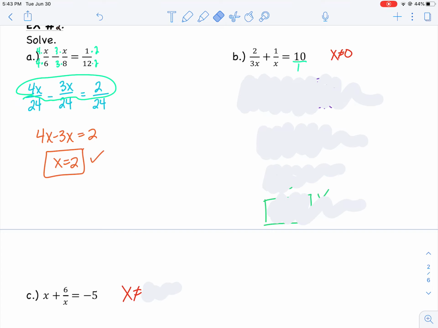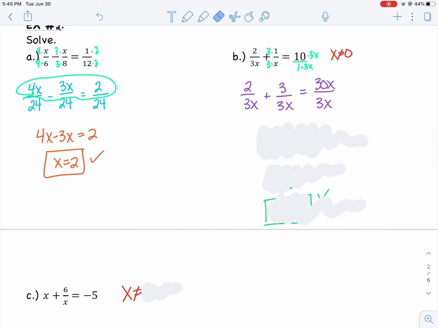Let's go ahead and get a common denominator between all three fractions. The first one has a 3x. The second one just has an x, so it looks like it needs a 3. So let's multiply the top and the bottom by 3. And the last fraction really needs both of them. It needs a 3 and an x. So let's multiply the top and the bottom by a 3 and an x. That way everybody has a common denominator of 3x.